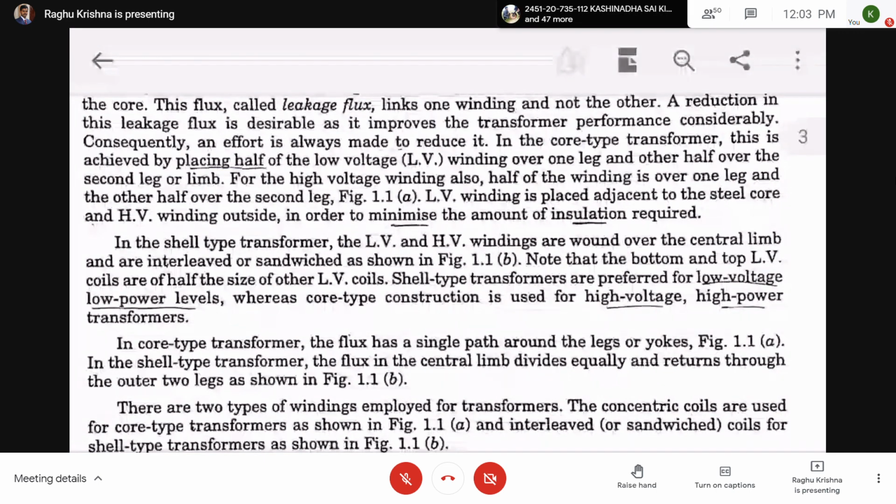So shell type transformers are preferred for low voltage, low power levels, whereas core type transformers are used for high voltage and high power transformers. Whatever high voltage transformers we see, 11 kV, 33 kV, 400 kV, those are all high voltage. High voltage, high power transformers have core type construction.